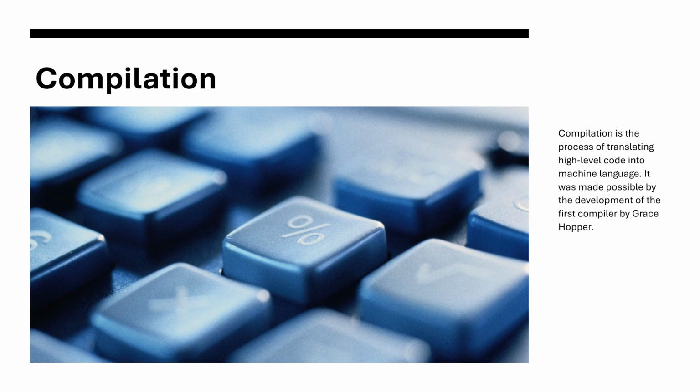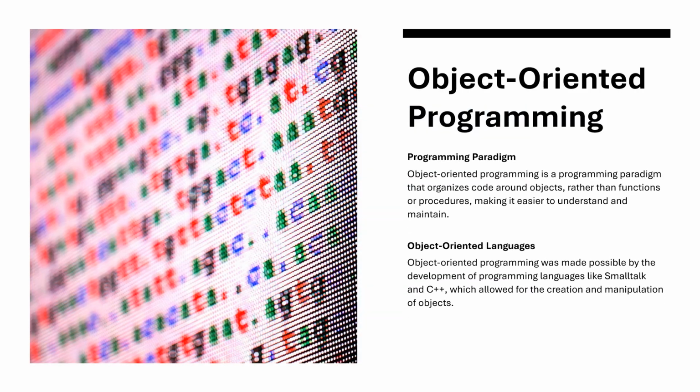Compilation. Compilation is the process of translating high-level code into machine language. It was made possible by the development of the first compiler by Grace Hopper. Object-oriented programming. Programming paradigm. Object-oriented programming is a programming paradigm that organizes code around objects rather than functions or procedures, making it easier to understand and maintain.